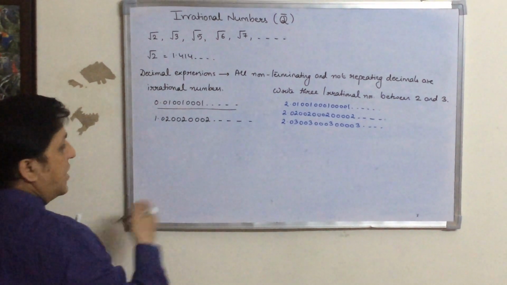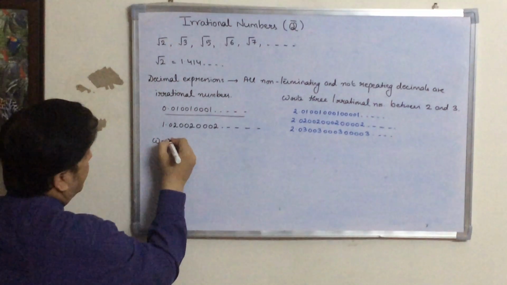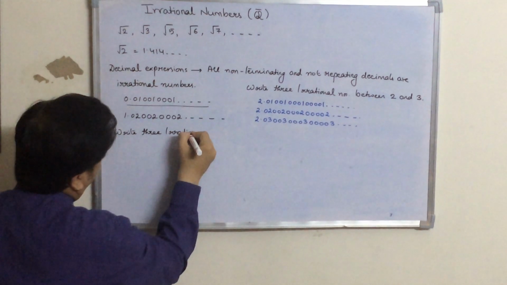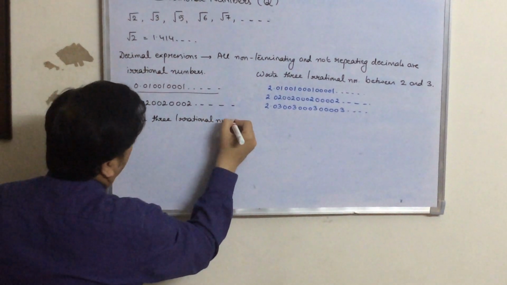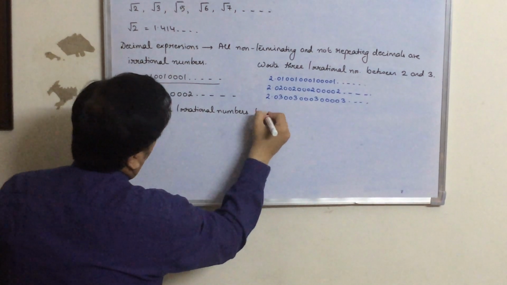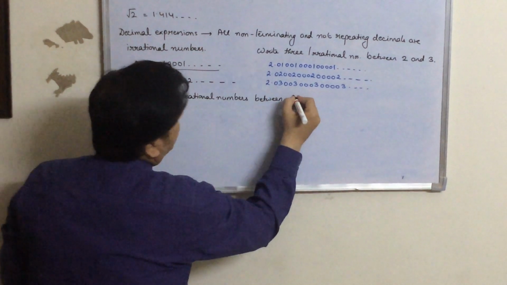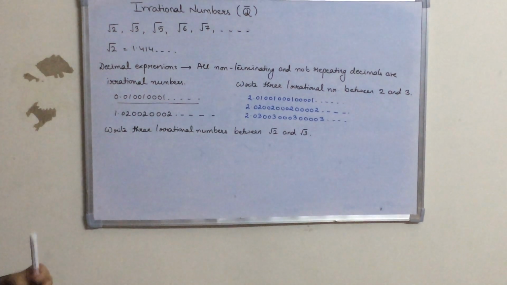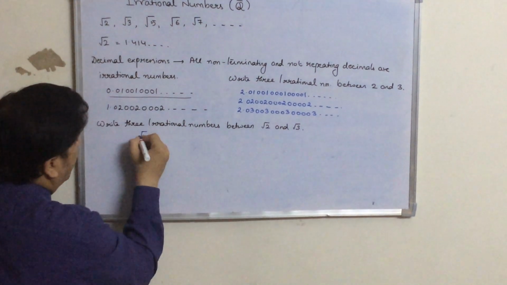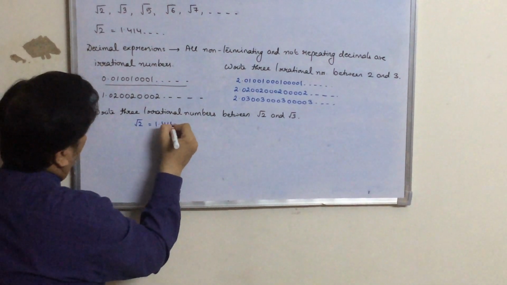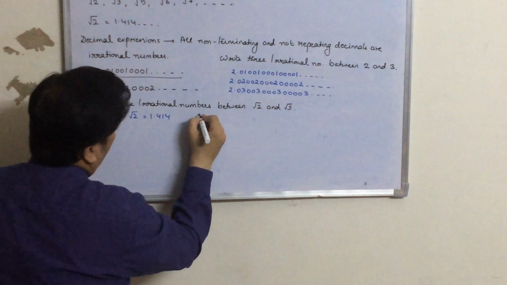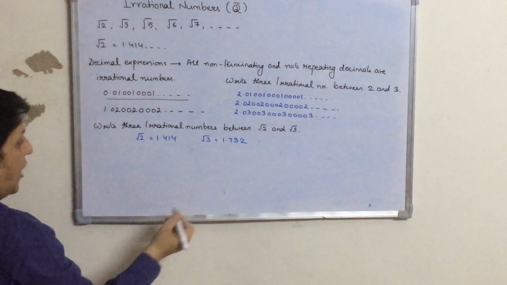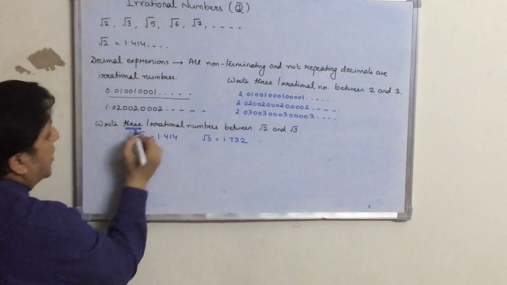Let's take another example. Suppose it says write 3 irrational numbers between under root 2 and under root 3. Now, the value of under root 2 is 1.414. This is an approximate value, and the value for under root 3 is 1.732. So, I have to write 3 irrational numbers.